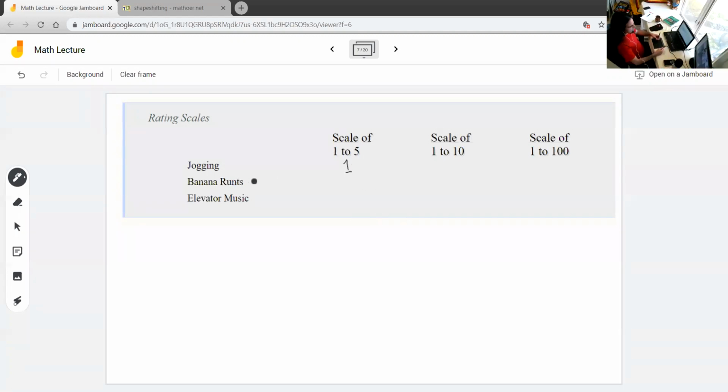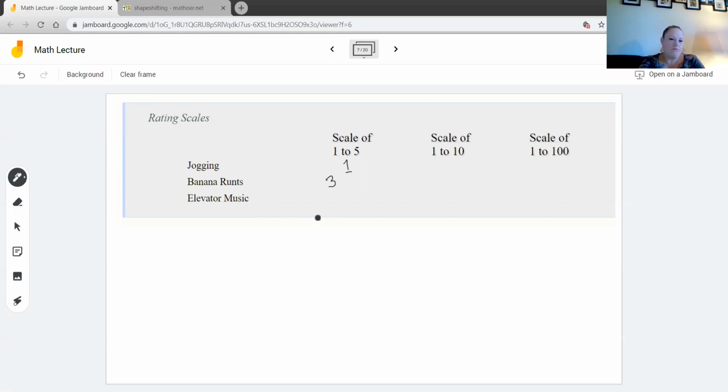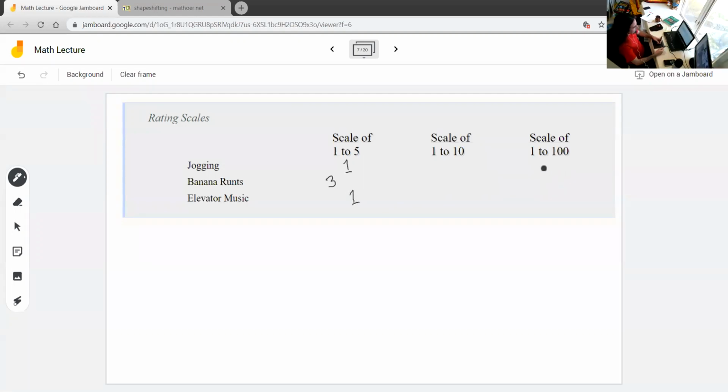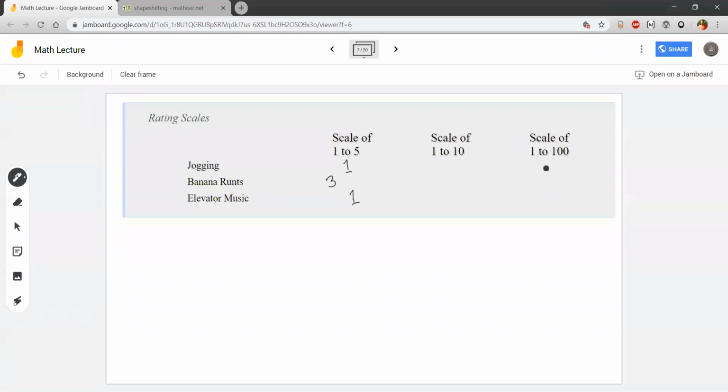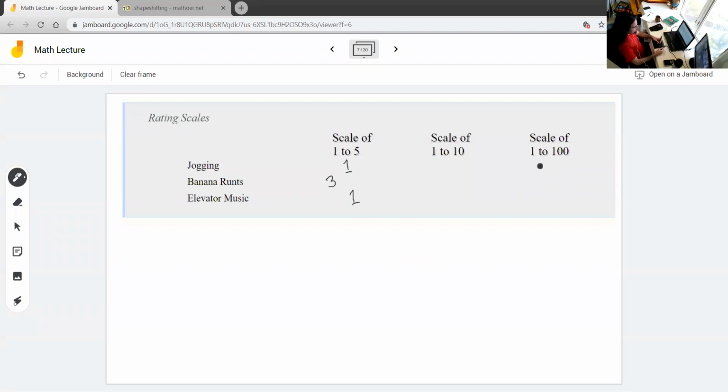Okay, banana runts. If you don't know banana runts, they're this bizarre candy that people tend to really hate them or really love them. So how much do we like banana runts? 3. 3. 3, you're the contrary group, you sort of like them. Okay, elevator music. 1. 1, okay. Now, what if we do a scale of 1 to 100? How much do we like jogging? 20. Go with a 1 still. Somewhere between 1 and 20. How about I kind of average those? We'll do like 11.